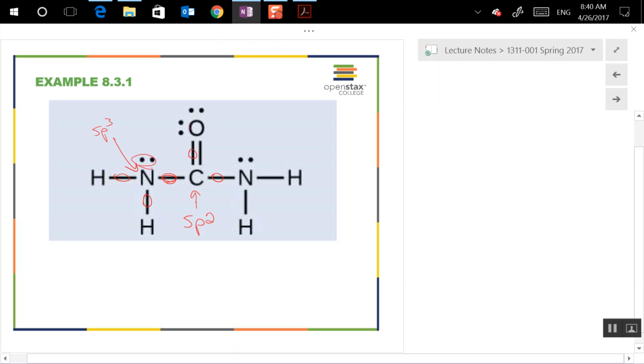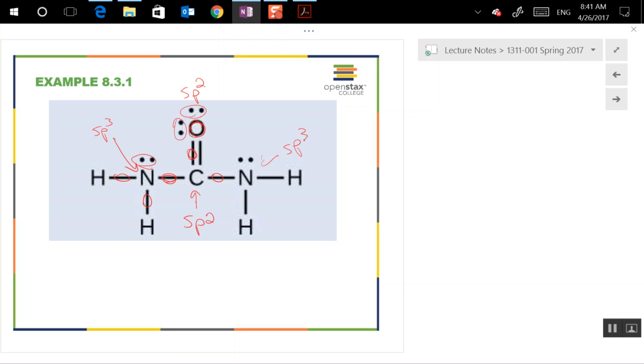This is a different element. So what is the hybridization of the oxygen? sp2. 1, 2 lone pairs, 1 sigma bond, sp2. Okay, and we already did the nitrogen over here, so it's the same over here. sp3. sp3. Hybridization.